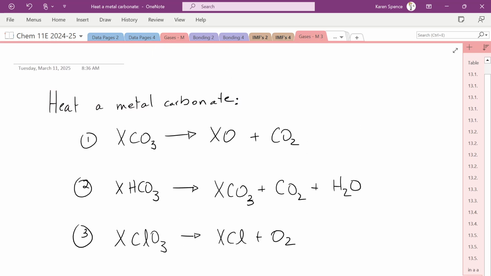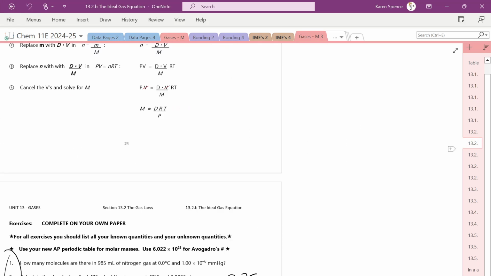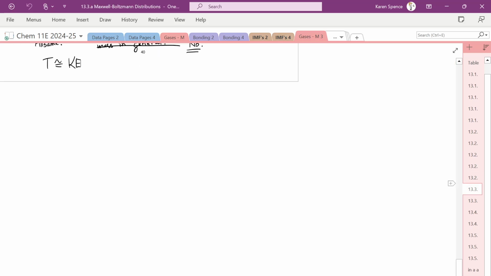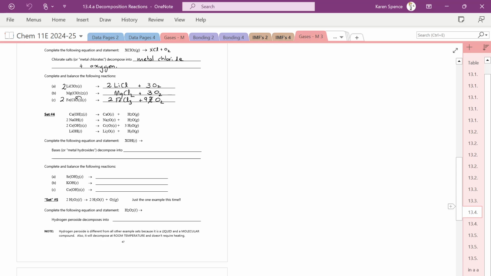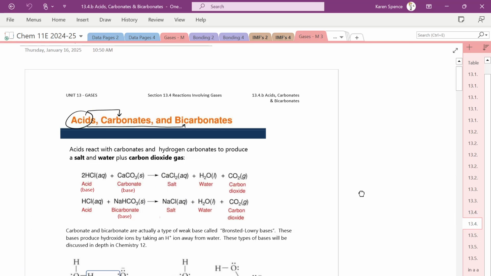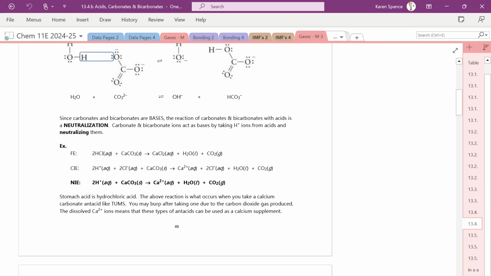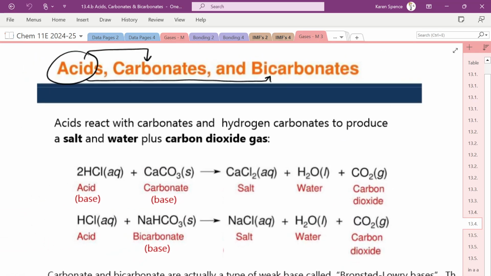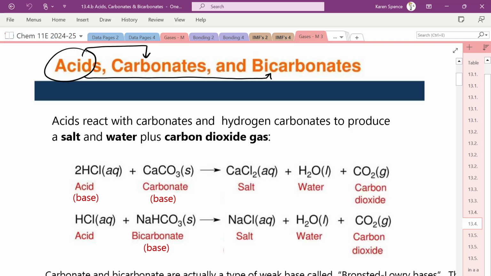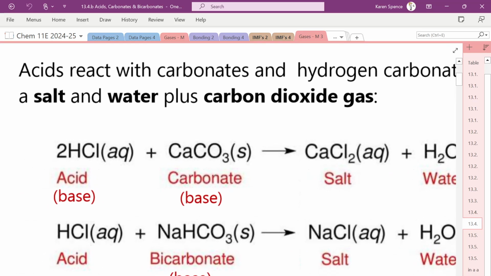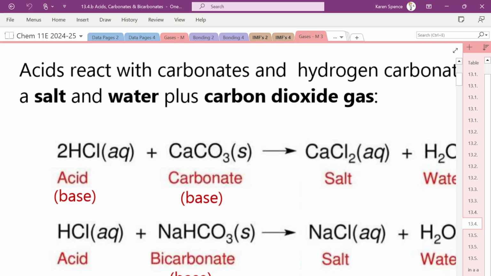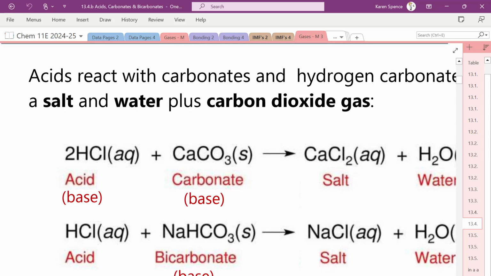All right, so today on page 49, we are looking at the reaction of an acid with a carbonate and with a bicarbonate. It's basically a neutralization reaction, okay? But you can just treat it like a double replacement, all right? So start by treating it as a double replacement.